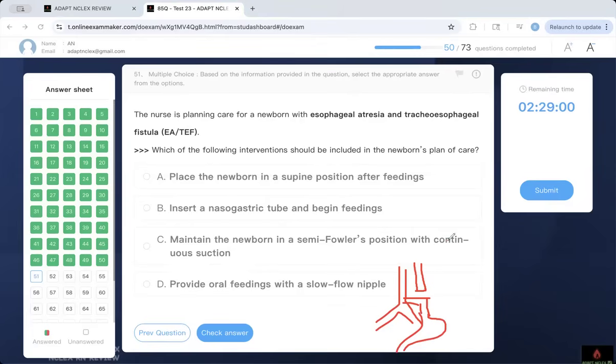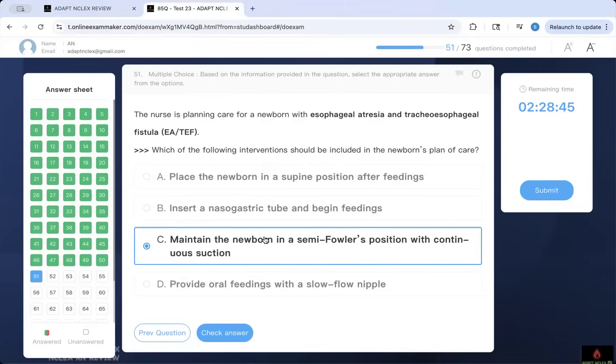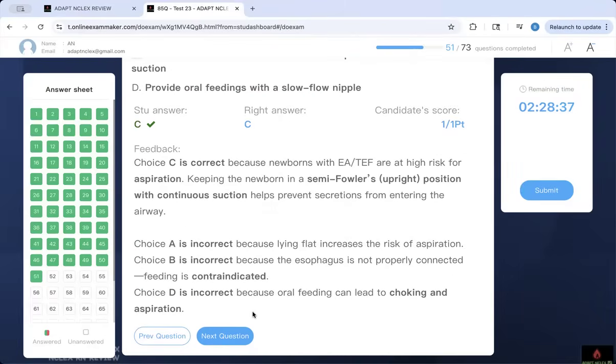That's a problem. You cannot feed this kid anymore. You've got to suction everything. Otherwise, they will aspirate. Any answer choice that says feeding, wrong answer. Supine position, I'm going to aspirate. Suction them. Test-taking strategy here is to use your content and the common sense based on what you know.